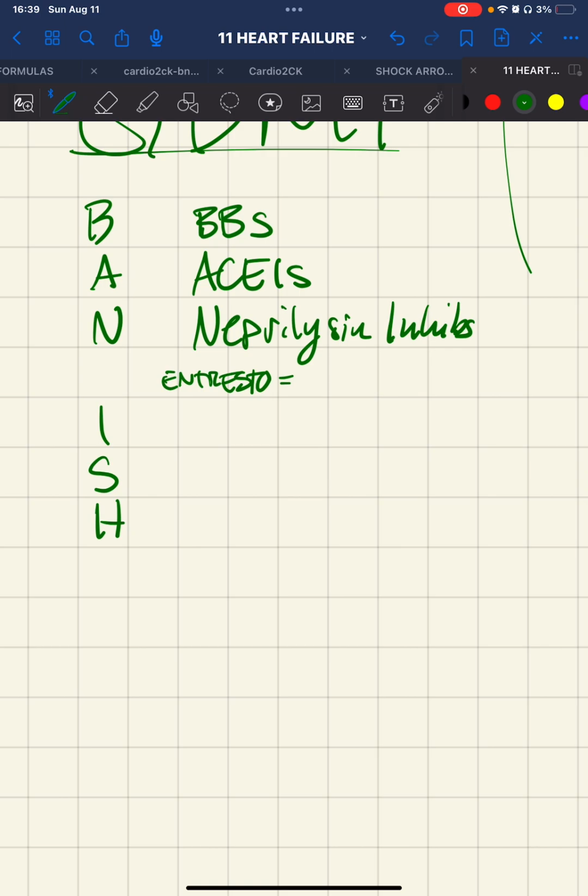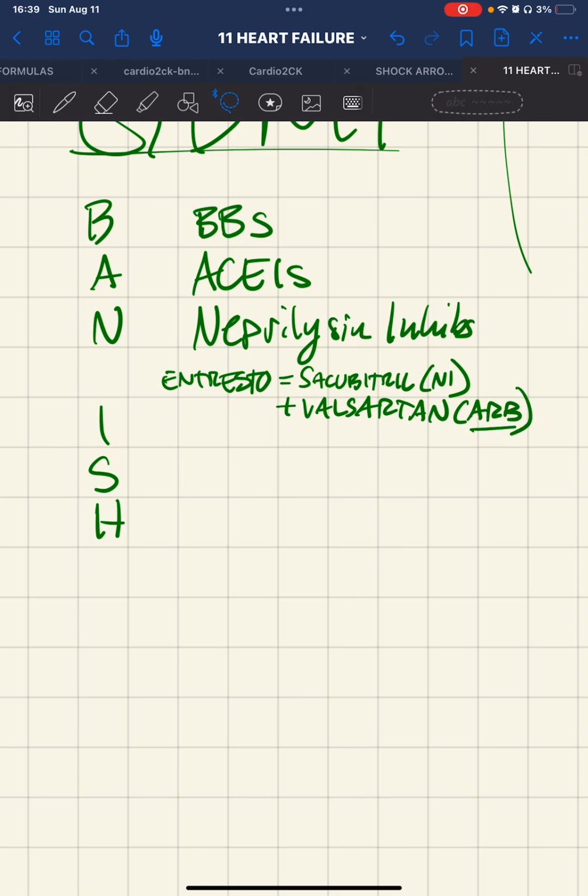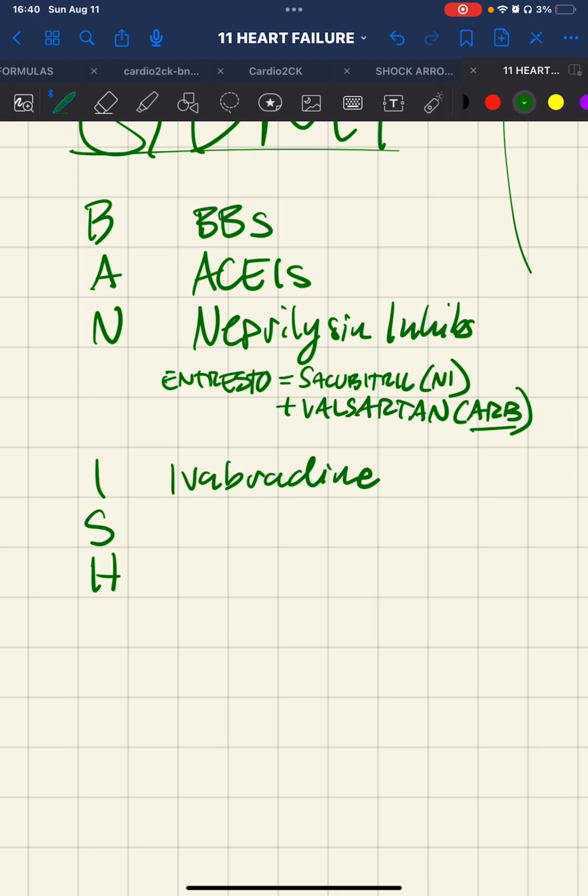Which equals sacubitril, which is the neprilysin inhibitor, plus valsartan, which is an ARB, angiotensin receptor blocker. And then we have ivabradine. Then we have S and H, S and H.